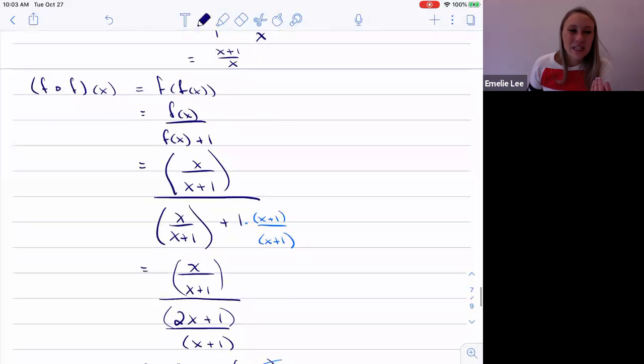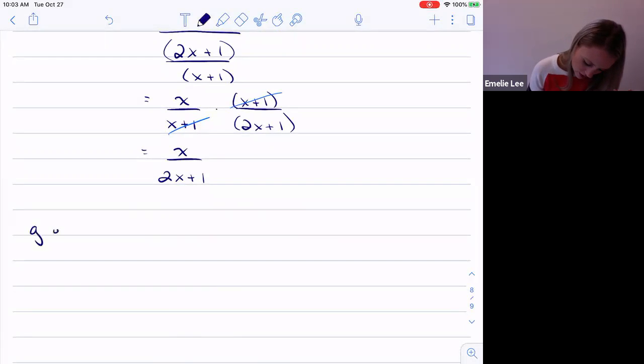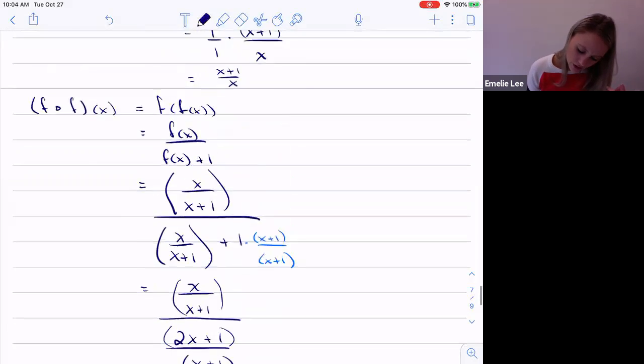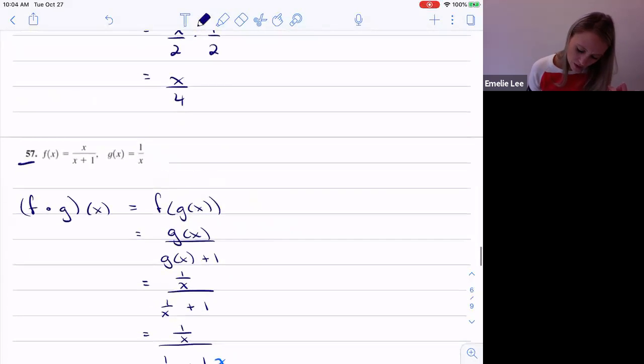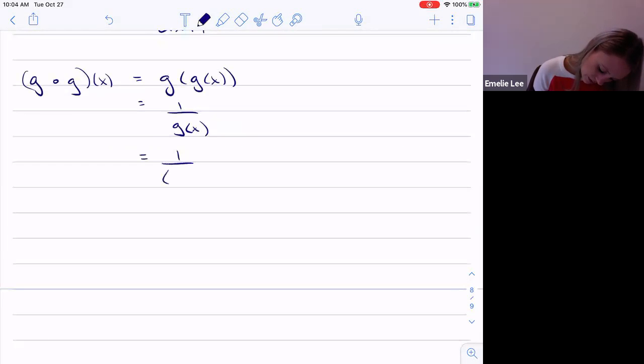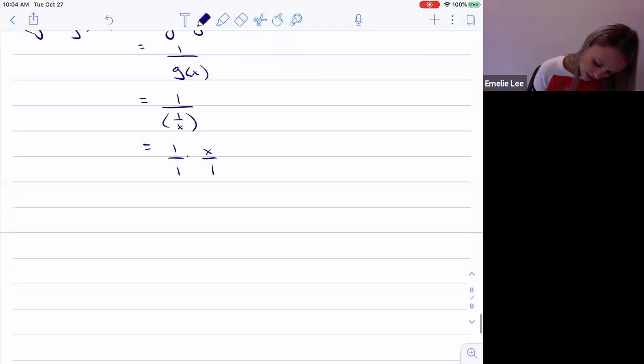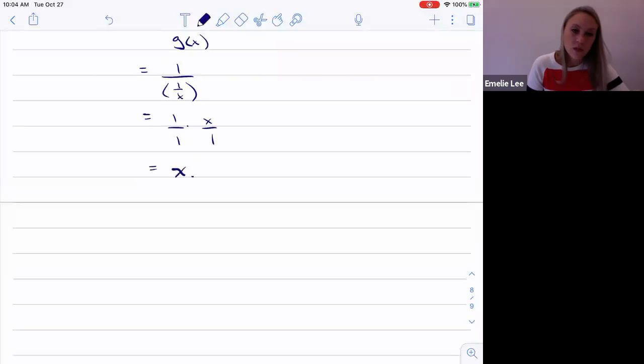And then finally, if we do g of x, g composed with g of x is g of g of x. G of x was just 1 over x. So this becomes 1 over g of x, which is 1 over 1 over x, which is really just 1 over 1 times x over 1, which is x.